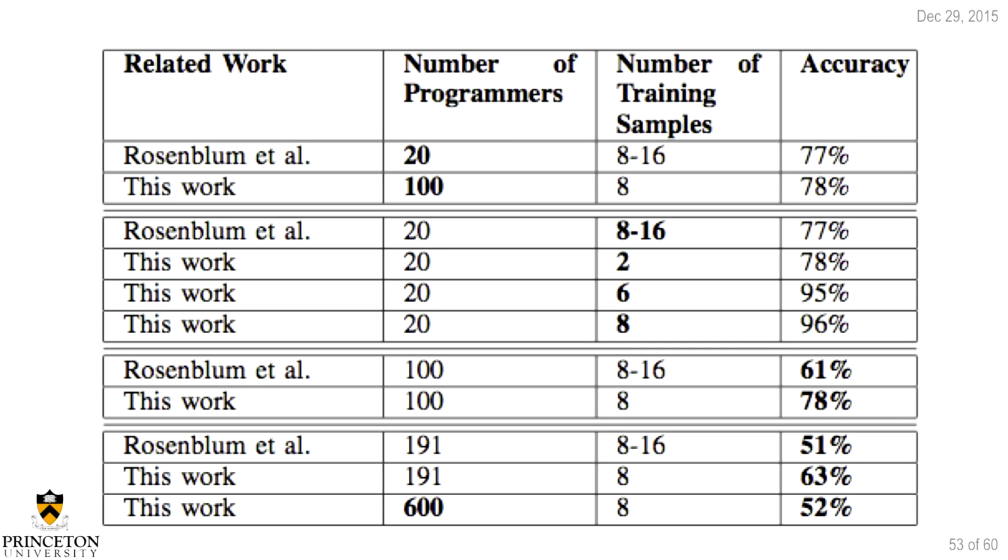And for example, when we look at their 100 programmer data set, we see that they get 61% accuracy, and we can get 78% accuracy. And again, they are using more training samples. And at the end, we are able to scale our approach to 600 programmers, but their largest data set is almost 200 programmers, and their 200 programmer data set gets the same accuracy as our 600 programmer data set, which was a more difficult machine learning problem. So this is a great improvement in accuracy.